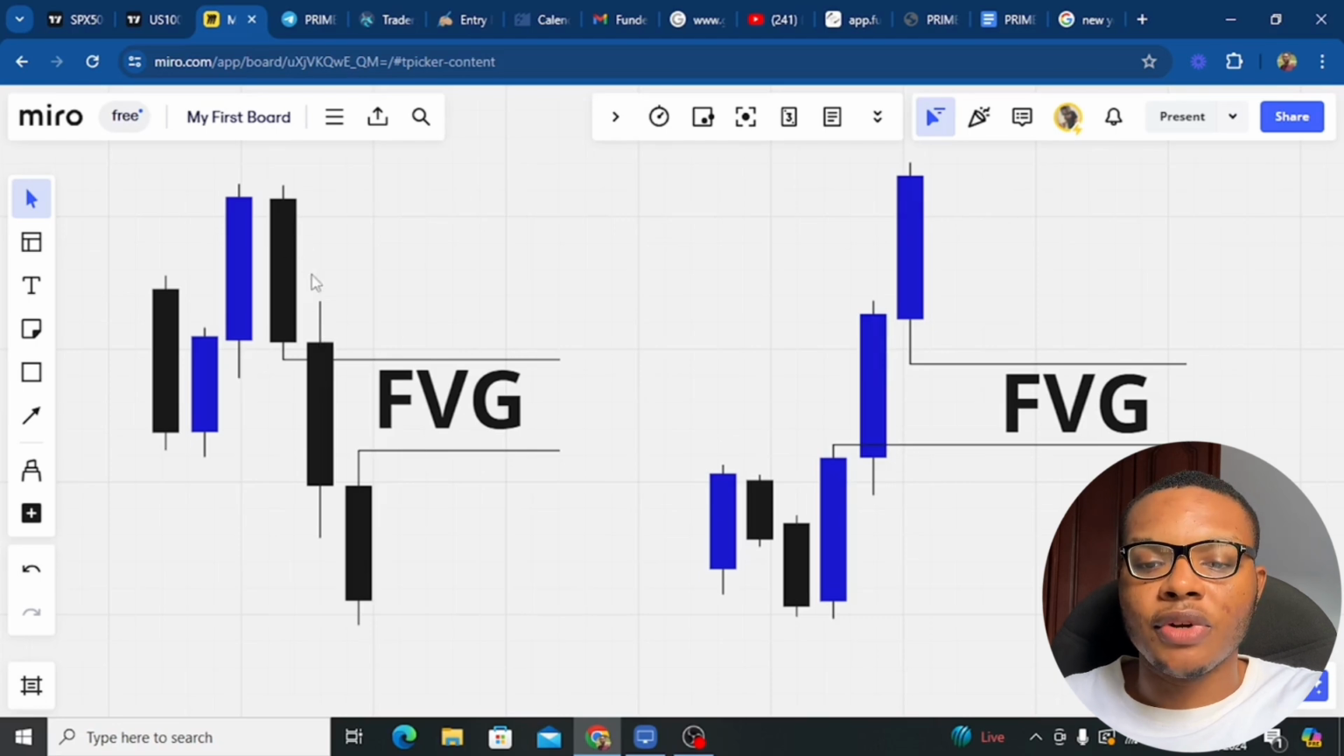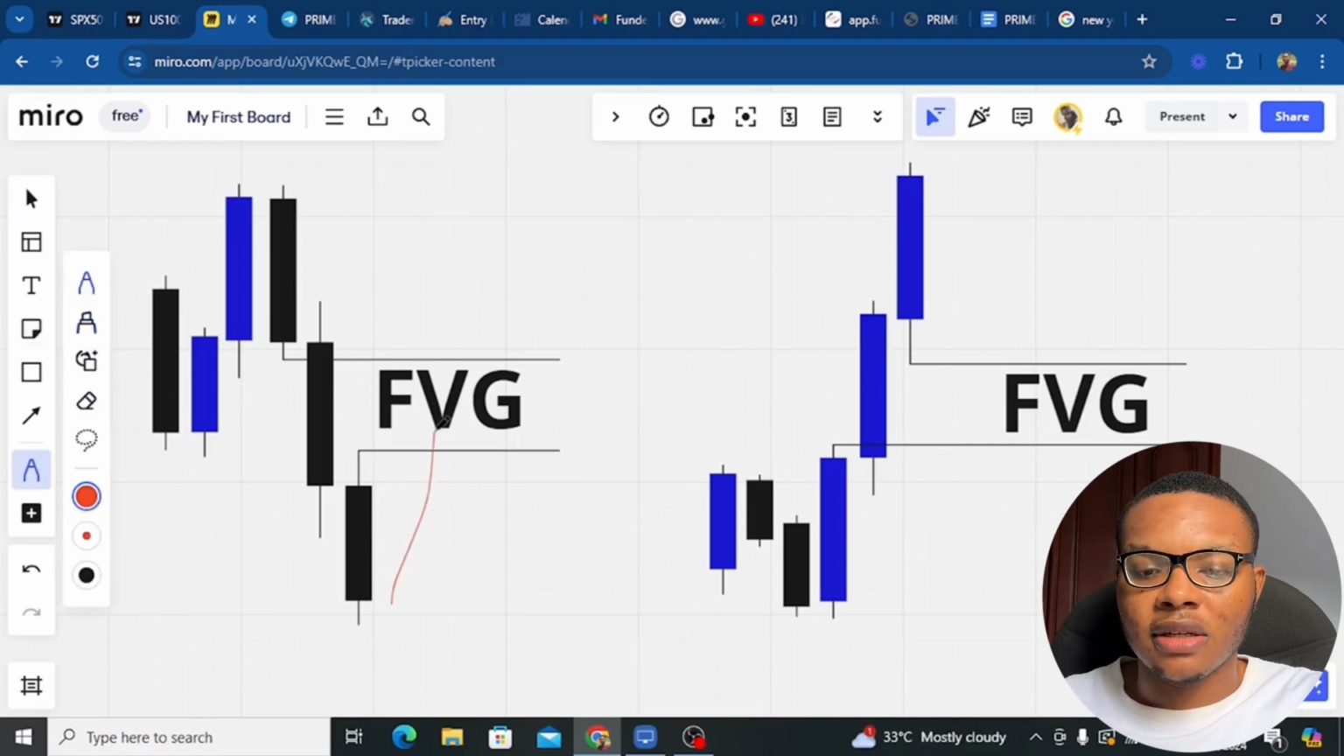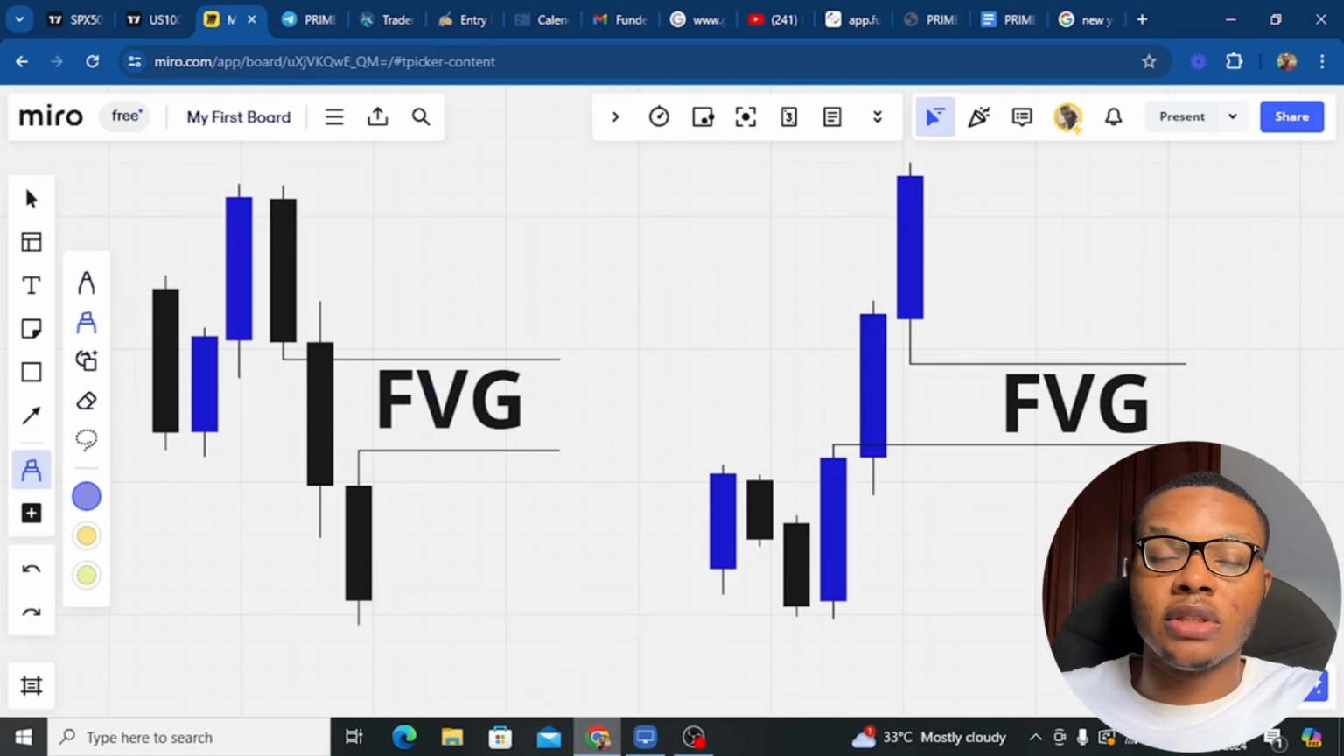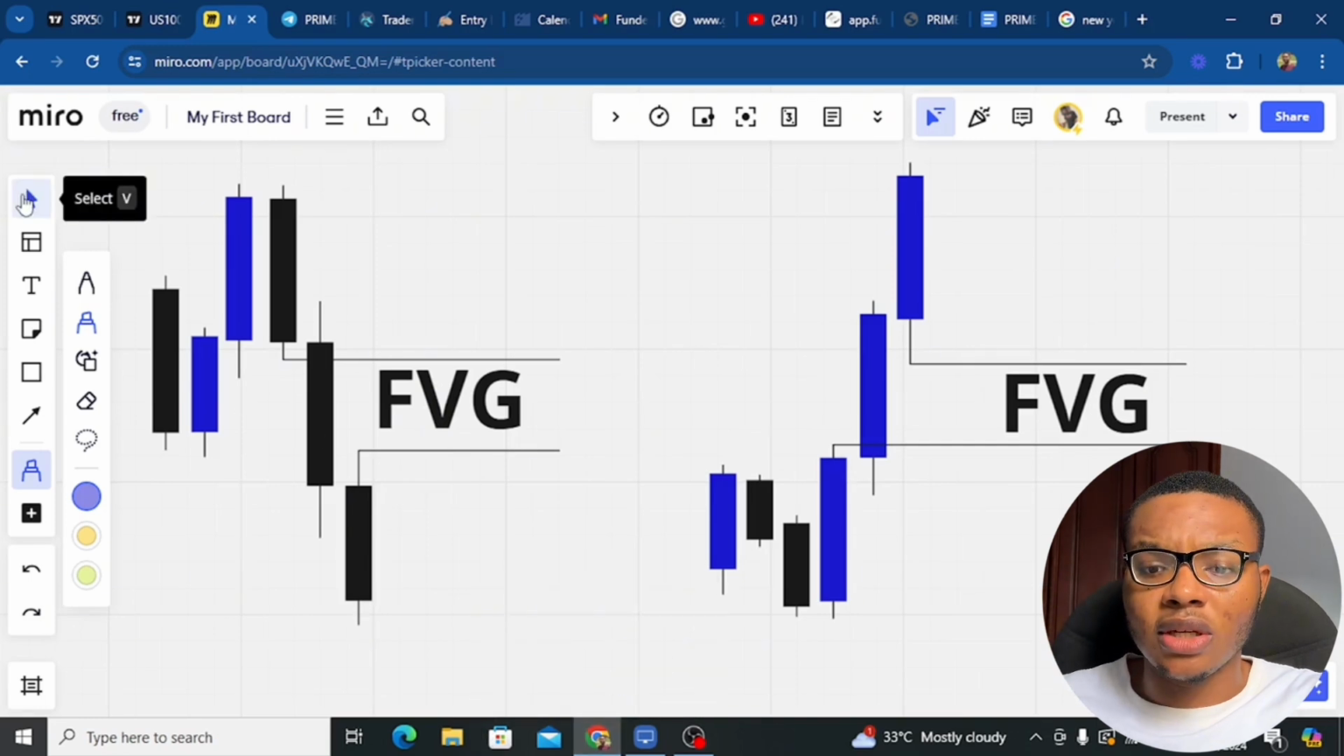But when you have a very swift move to the downside or a very swift move to the upside like this, and a gap is created, the market usually finds its way back here. The market usually comes back and fills this up before going back down, right? It happens all the time. So how can you identify that this is a fair value gap? There are basic things to take note of.